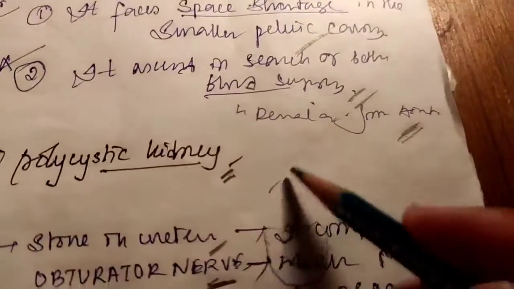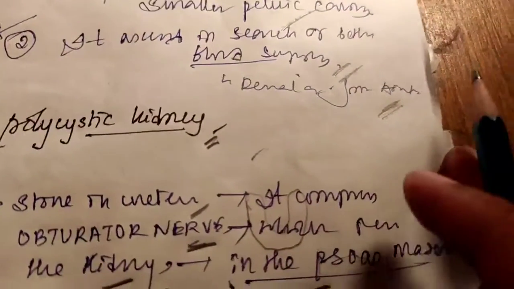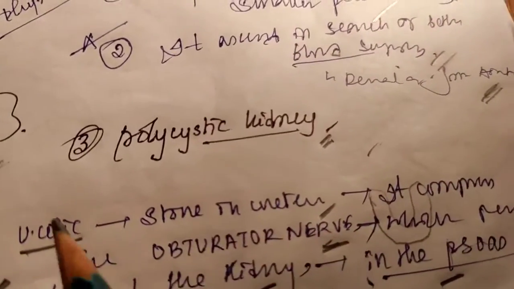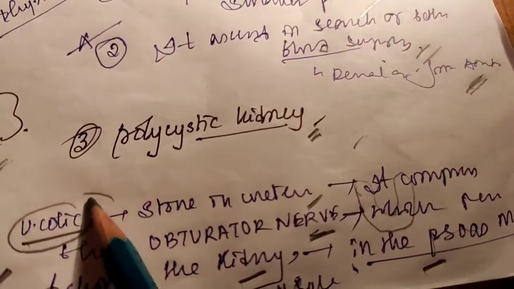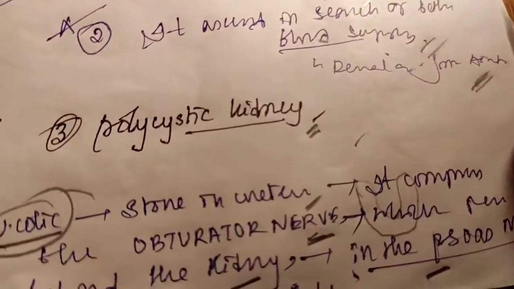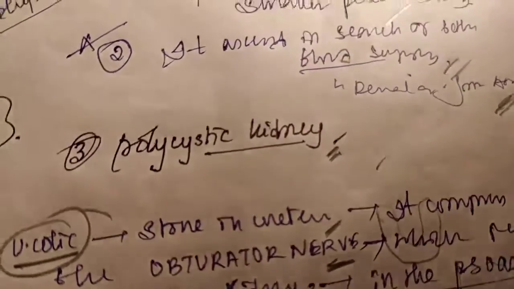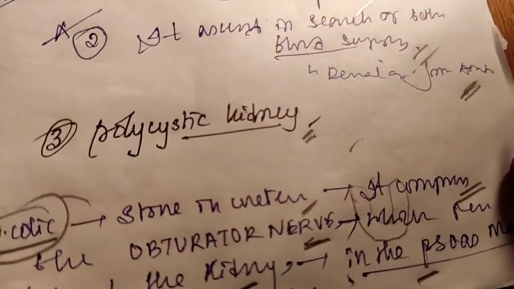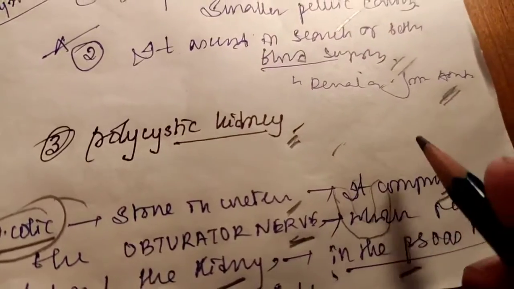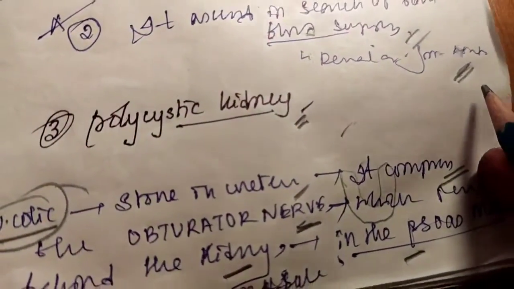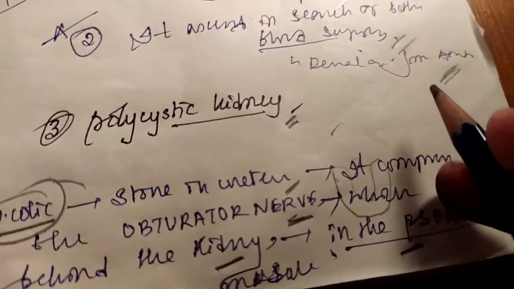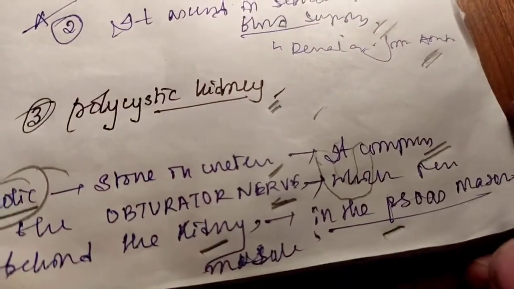Polycystic kidney is a clinical condition, and stone in the ureter is also a clinical case. Stone in the ureter is also known as ureteric colic. Ureteric colic means a stone in the ureter. If there is a stone in the ureter, it can compress the obturator nerve, and as we know, the obturator nerve passes behind the kidney and medial to the psoas muscle. So a stone in the ureter will compress the obturator nerve, which passes behind the kidney and medial to the psoas muscle.